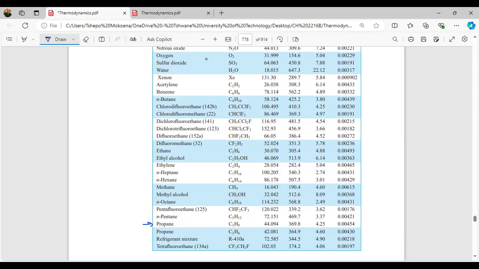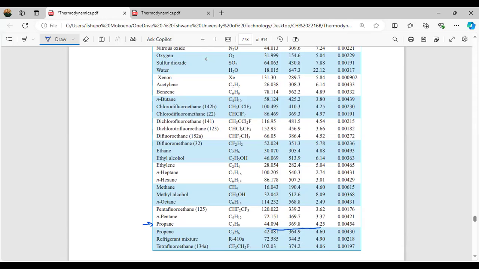Where is it? Okay, let me highlight here so that I don't get confused. I'm here. So that means it's going to be 44.094. I can use kilograms per kilomole, or I can use grams per mole. It is still fine. It depends on what units I will actually be using.